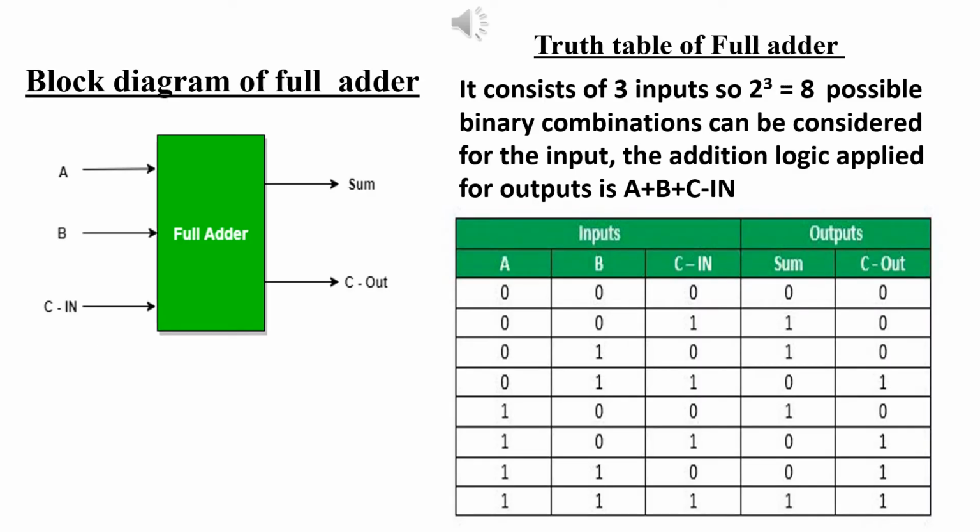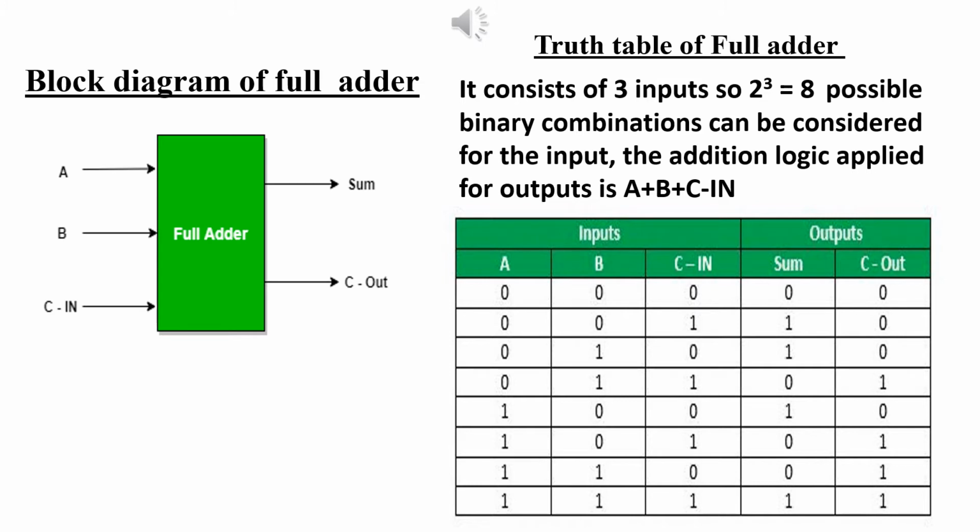Here we will discuss the block diagram and truth table of a full adder circuit. First we will see the block diagram of the full adder circuit. In this block diagram it is clearly represented. The full adder circuit consists of three inputs named A, B and C in, and two outputs named S and C out.